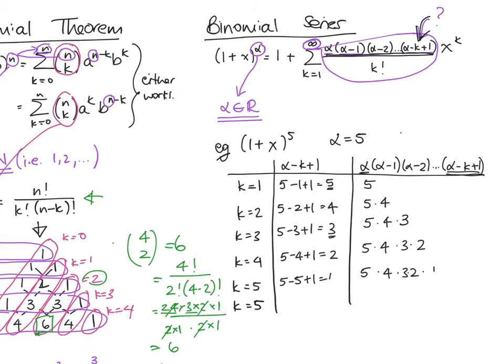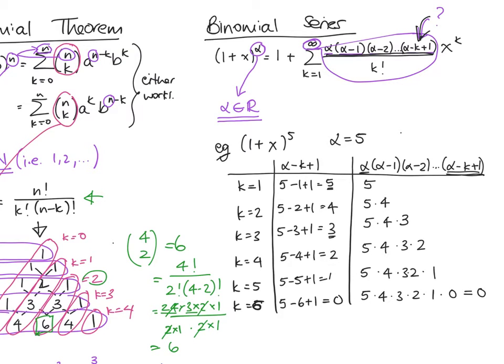So if we have a look at the next term, which would actually be k equals 6, now we have 5 minus 6 plus 1, which is equal to 0. So our terms go 5 times 4 times 3 times 2 times 1 times 0, and that whole thing is going to be equal to 0.